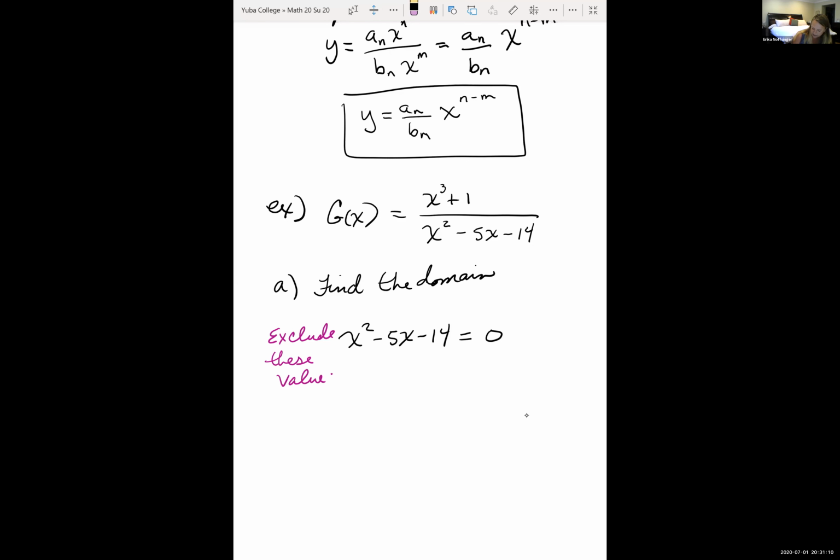And so looking at this, it is a quadratic equation. So the first thing I would do is try to factor this. I notice there are 2 numbers that multiply to give me negative 14 and add to give me my middle term coefficient of negative 5. So x minus 7 all times x plus 2 is equal to 0. So looking at this, x cannot be 7 and x cannot be negative 2.